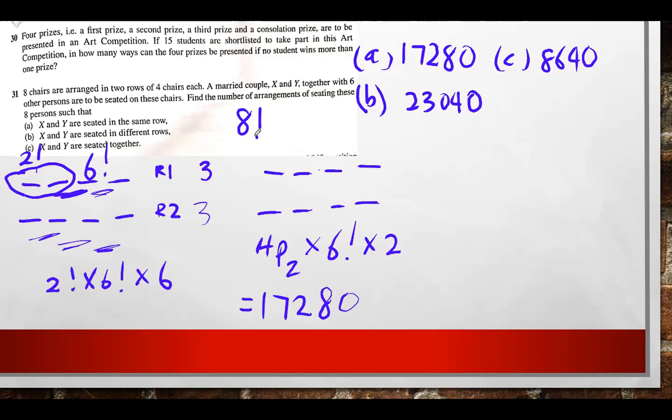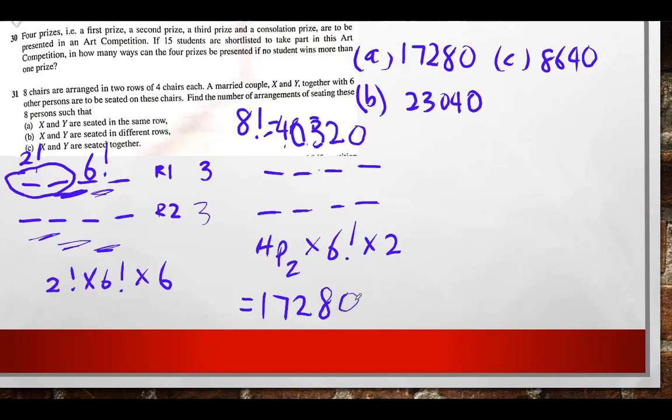8 factorial will give you 40320. This is the maximum number of arrangements. Means whatever answer you get cannot be more than 40320. So the first question that you answered is they are all seated in the same row, and you get 17280. Now in real life, since there are only two rows, thankfully there are only two rows now.